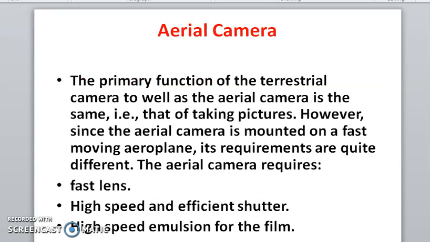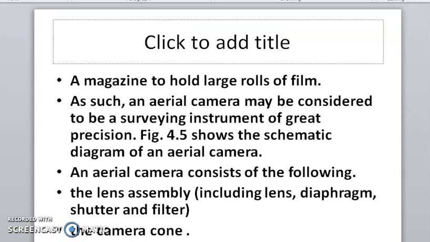Aerial camera. We are using the aerial camera. It is similar to a terrestrial camera, but the aerial camera is mounted on a moving aeroplane, so the requirements are quite different. An aerial camera requires a fixed focal length, a high speed efficient shutter, and high speed emulsion film. The magazine holds a large roll of film. An aerial camera is considered a surveying instrument of great precision.